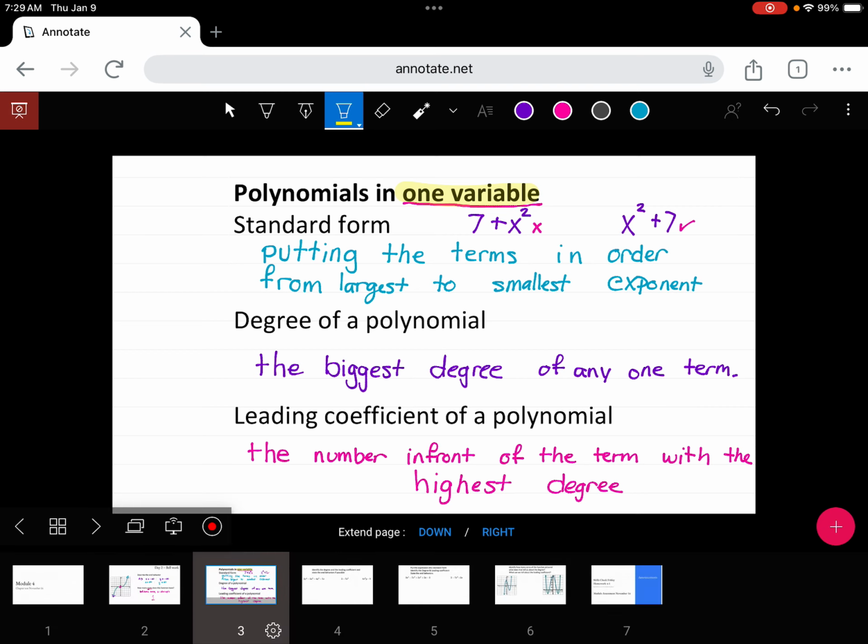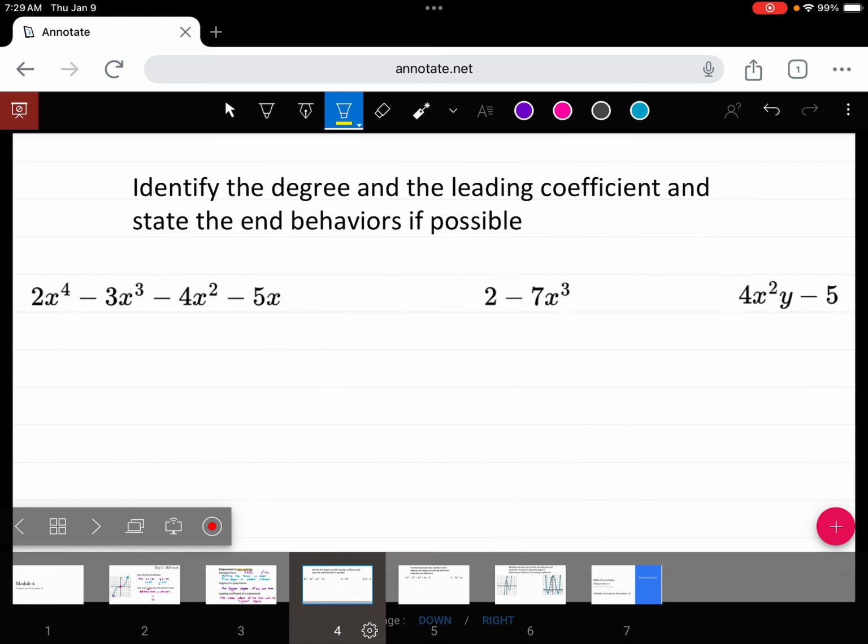Okay. So we're going to start by looking at some polynomials. We're going to figure out our degree. We're going to figure out our leading coefficient. We're going to put things in standard form if we can. Okay, cool.